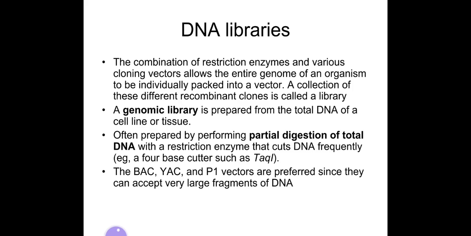It is often prepared by performing partial digestion of total DNA with a restriction enzyme that cuts the DNA frequently, for example a 4-base cutter such as TaqI. So we use partial digestion, where we do not give the full time to totally digest the DNA. We give just half of the time, so that it contains frequent cuts on the DNA. BAC, YAC and P1 vectors are preferred since they can accept very large fragments of DNA. So this is the genomic DNA library.